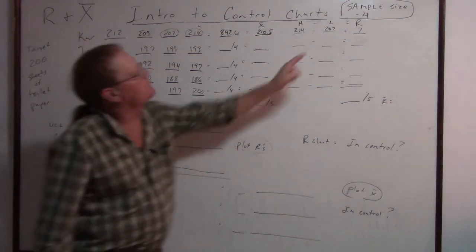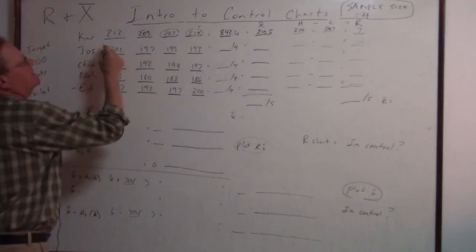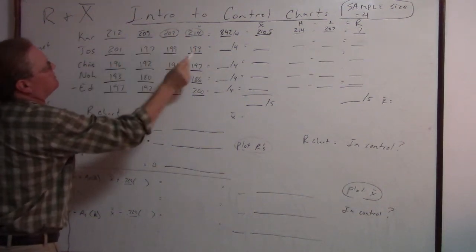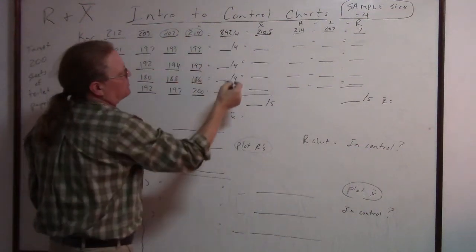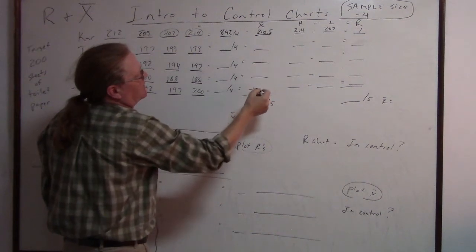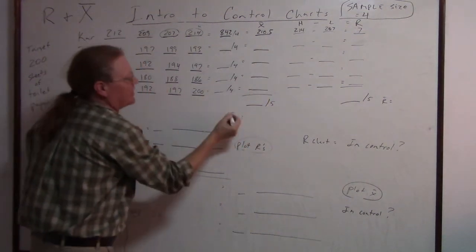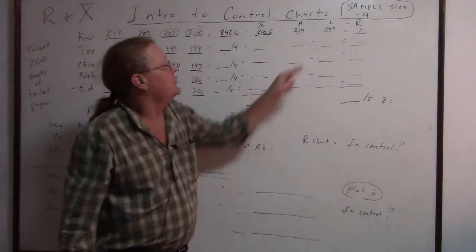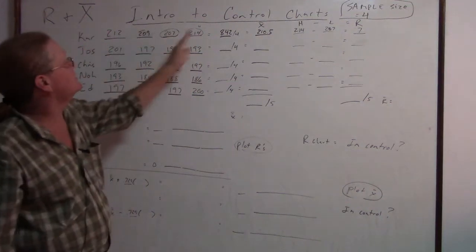Okay, now keep in mind this is a sample size of 4 rolls of toilet paper. Here's the numbers that you gave me. We're gonna add them up, divide them by 4, which is the average. Then we're gonna add up the averages, divide by 5, and get our X bar bar. Then we're gonna take the high and subtract the low from each set.